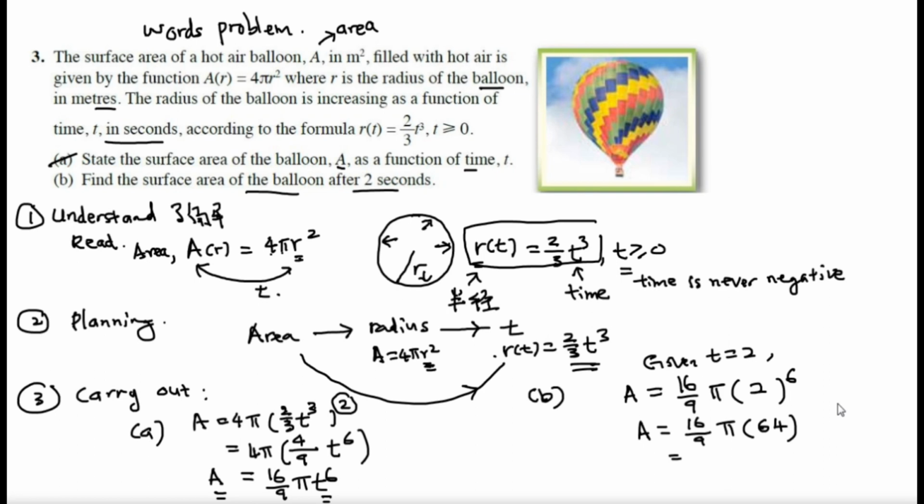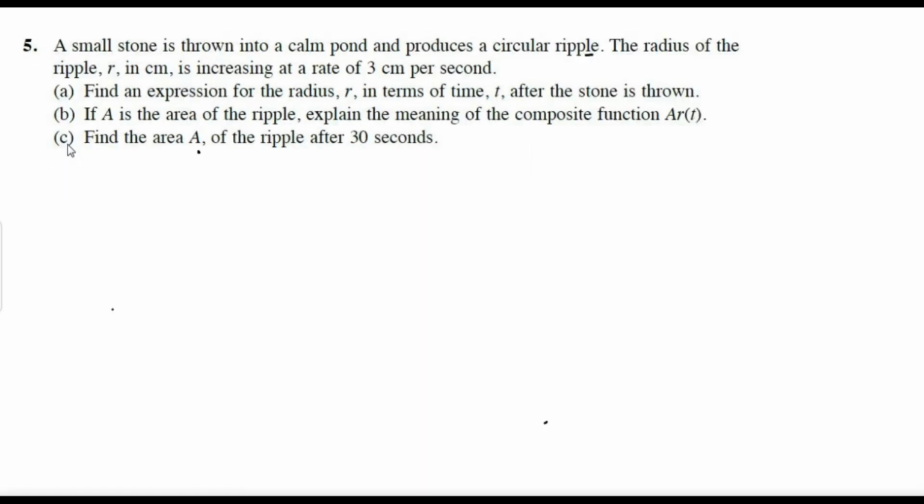16 times 64 is equal to 1024. So it's equal to 1024 over 9 pi. This is the surface area of the hot balloon after 2 seconds.